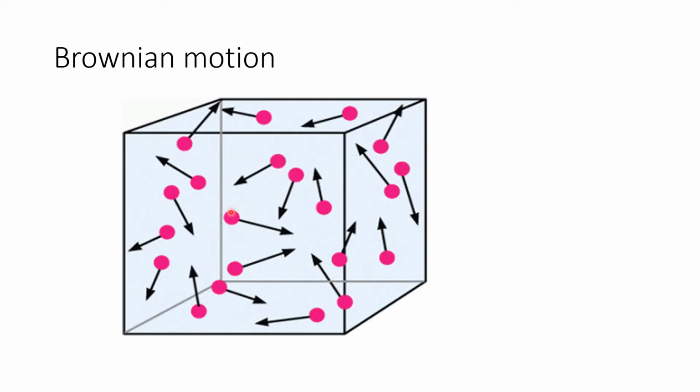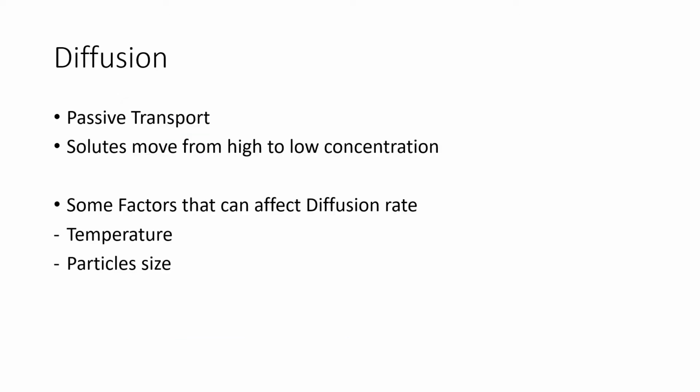You can see right here, the particles start to bombard against each other, and that causes the particles, especially if we are looking at a solution, to stay suspended in the solution. One more thing to mention about the Brownian motion is that when you look at the particles under the microscope, you are going to see the particles vibrating, and that's the Brownian motion.